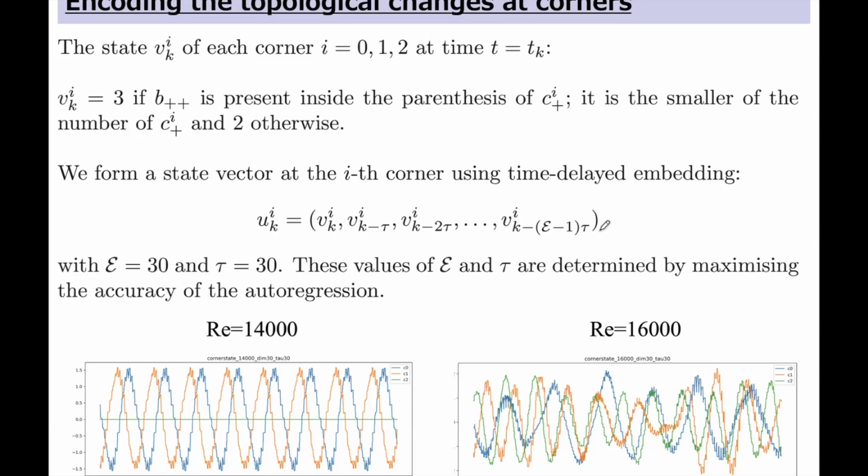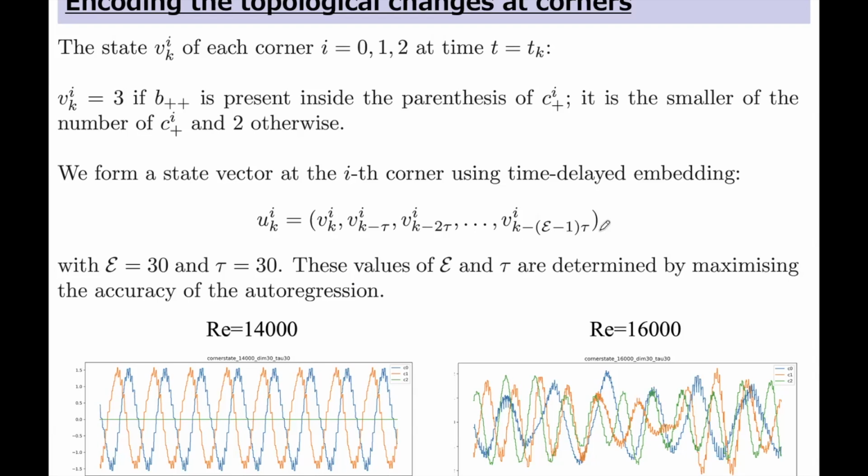Otherwise, it is the smaller of the number of C plus I and 2. So then we can embed the information of topological changes into vectors. We form a state vector at the ith corner using the time delay embedding, so that the delay time can be determined by maximizing the accuracy of the autoregression. I will explain how to do that later.